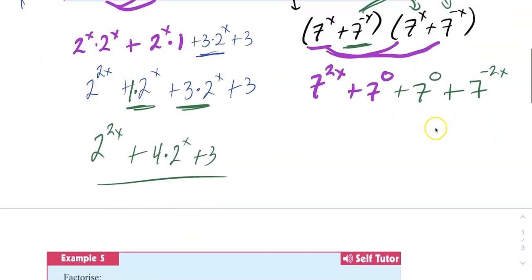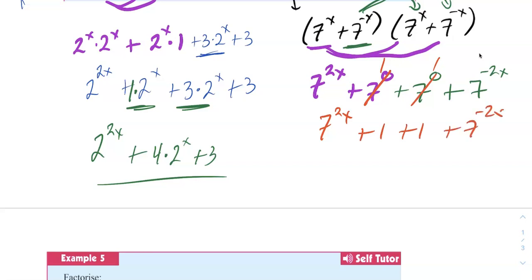And then we can simplify this. Remember, the 0 comes from adding the powers: negative x plus x is 0. Negative 2x comes from multiplying these two. You add the powers: negative x plus negative x is negative 2x. Now, anything to the 0 power is 1. So remember, it doesn't go away. It's 1. So 7 to the 2x plus 1 plus 1. I'm showing more work than you have to. I could add these up.